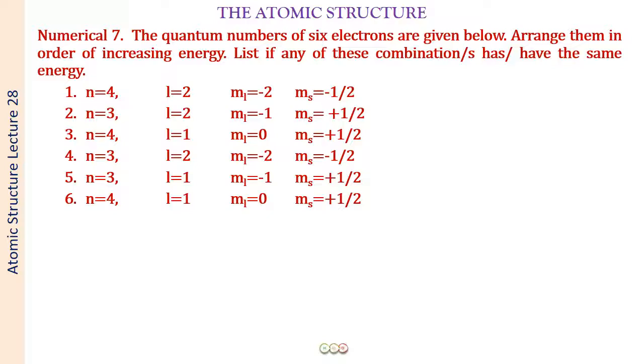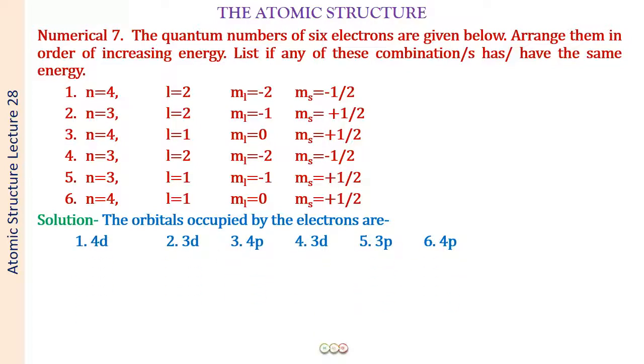So what we will do is we will see the n and l values for these electrons and see which orbitals they are occupied by, right? So let us see that. For the first we have n=4 and l=2, and l=2 is d. So we have 4d. For the second it is going to be 3 and 2. That means it is 3d.